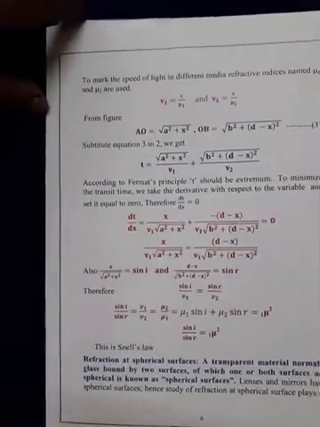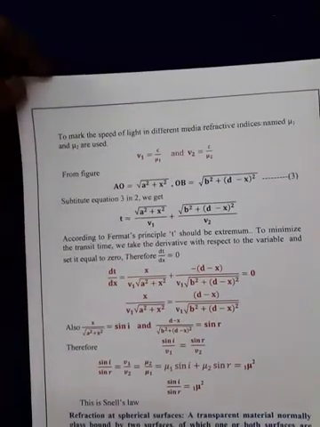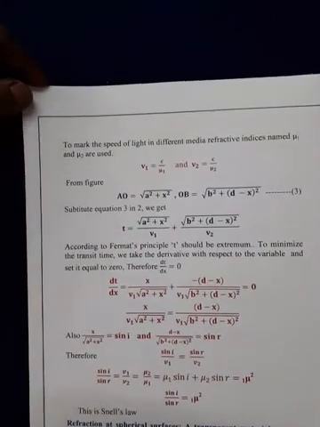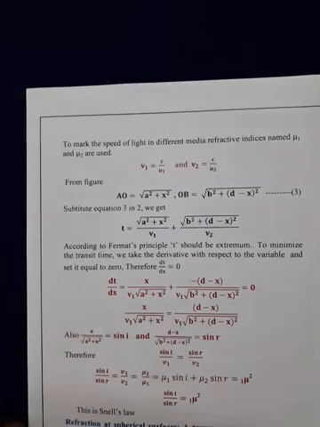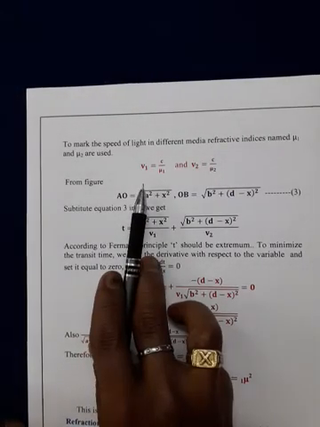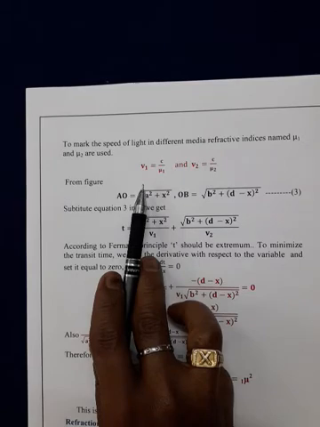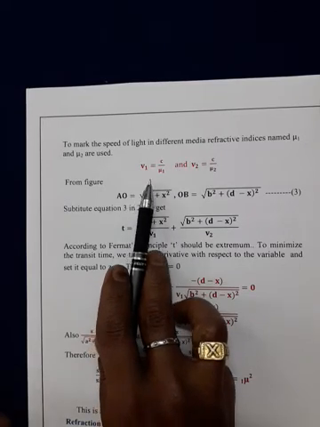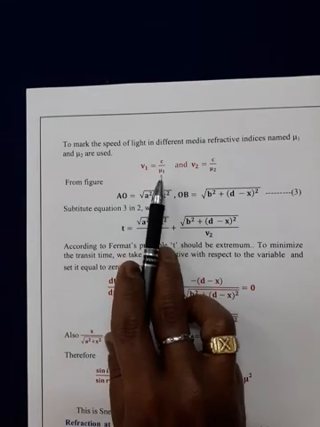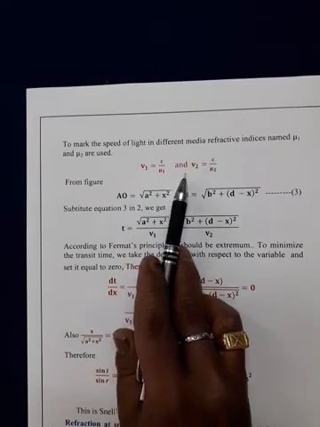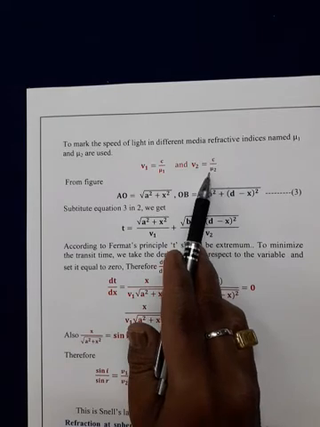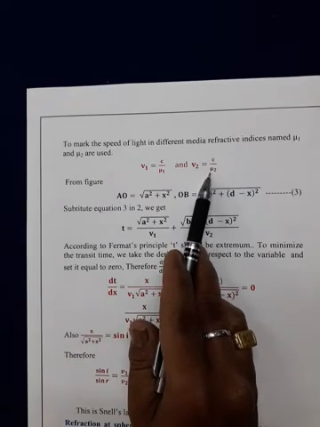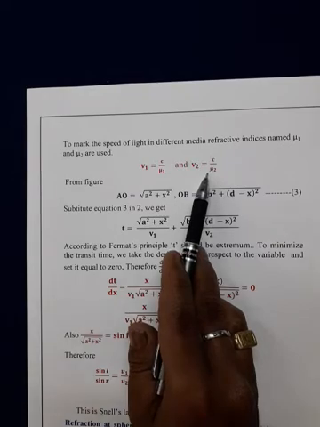To mark the speed of light in different media, refractive indices mu1 and mu2 are used. So we know that V1 equals C by mu1, and V2 is nothing but C by mu2. This we have already solved in the previous classes.